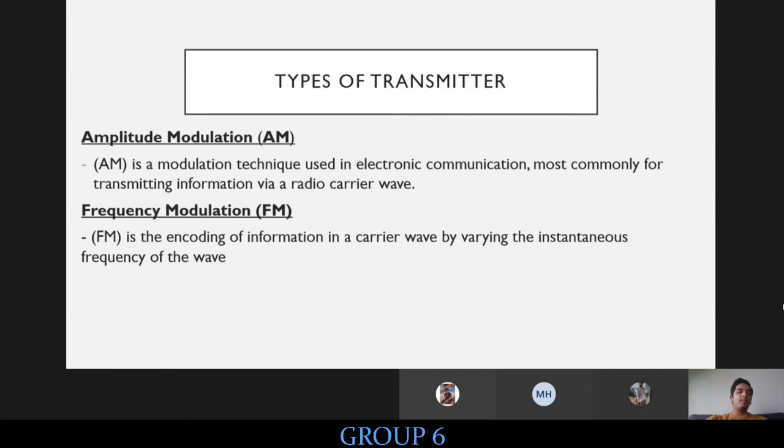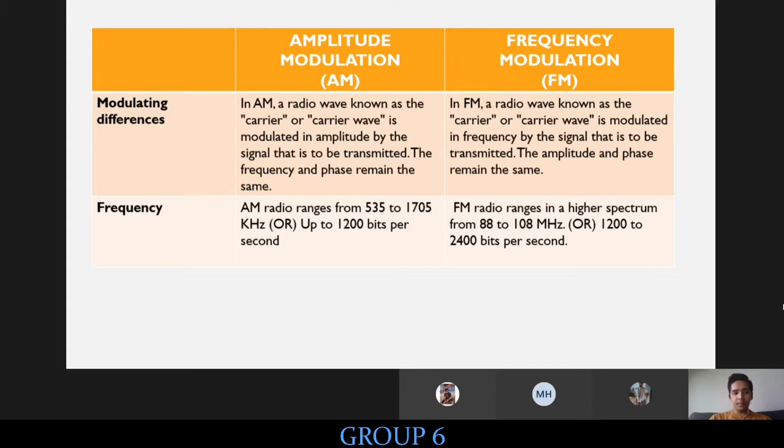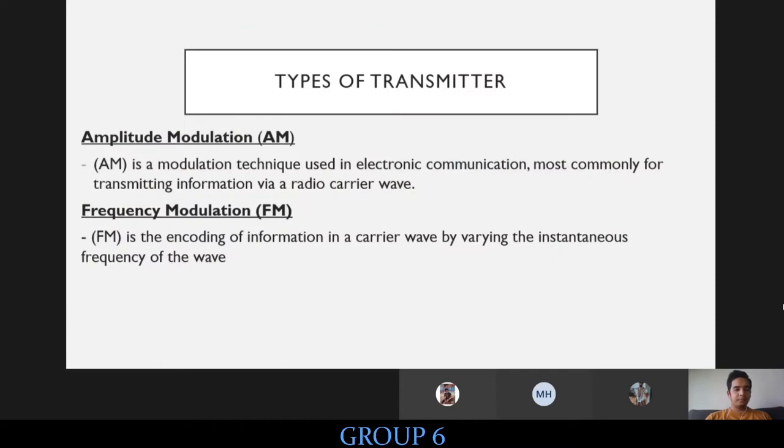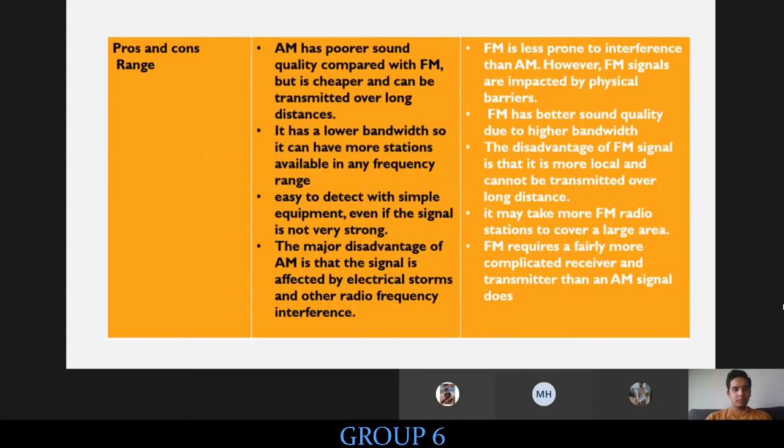So what is amplitude modulation? Amplitude modulation is a modulation technique used in electronic communication, most commonly for transmitting information via a radio carrier wave. Frequency modulation, or FM, is the encoding of information in a carrier wave by varying the instantaneous frequency of the wave. So what is the difference between AM and FM?